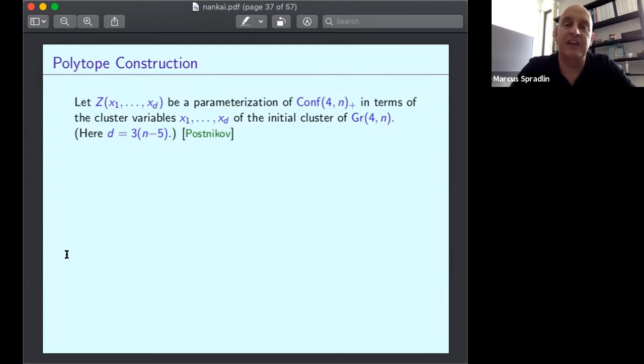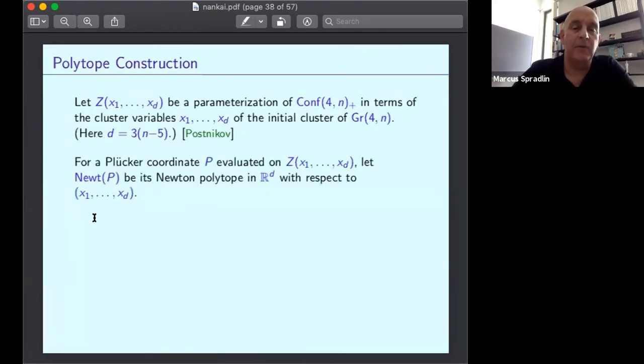These can easily be generated using the beautiful work of Postnikov, who used plabic graphs. So there's a mechanism to read off from a given plabic graph a parametrization of the top cell of the Grassmannian. And then what we're going to do is, for each Plücker coordinate P, you evaluate it on that parameterization, and you let Newt(P) be the Newton polytope in R^D with respect to that parameterization.